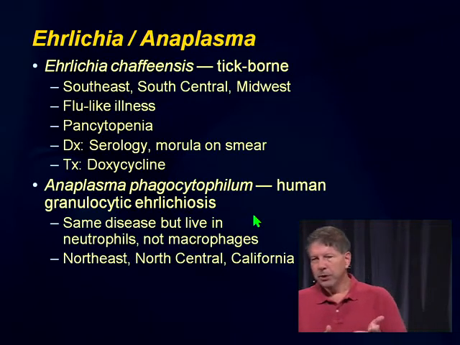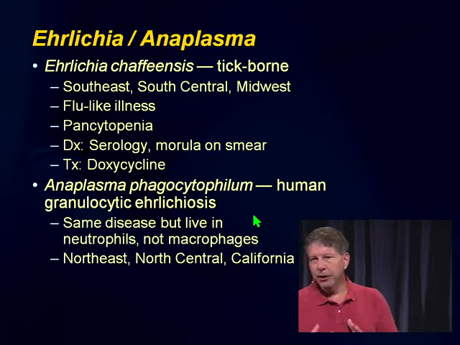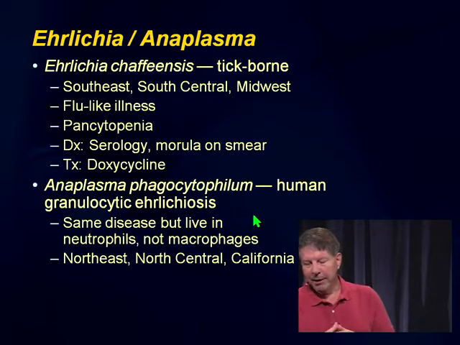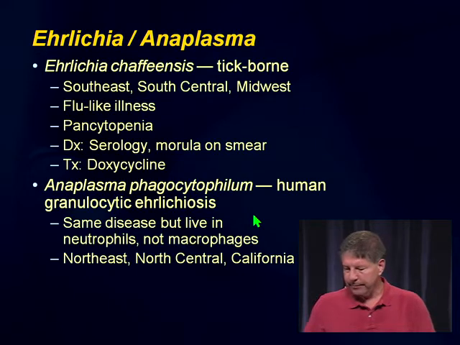You diagnose it with serology. Occasionally you can see it on a peripheral smear, just see the morula on a smear. And the treatment's doxycycline. Anaplasma, pretty much the same disease, but it affects the neutrophils instead of the macrophages. And then it's going to be the Northeast, upper Midwest, like Wisconsin, and then California. Okay? So same places we were talking about Lyme disease, you see anaplasma. Same disease, pancytopenia, same treatment, doxycycline.